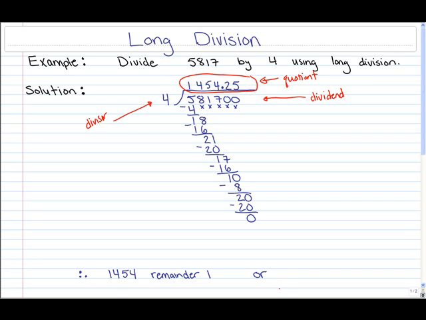And like I said, depending on your instructor, they may be happy with an answer of 1,454 remainder 1, or they may want an exact answer of 1,454.25.